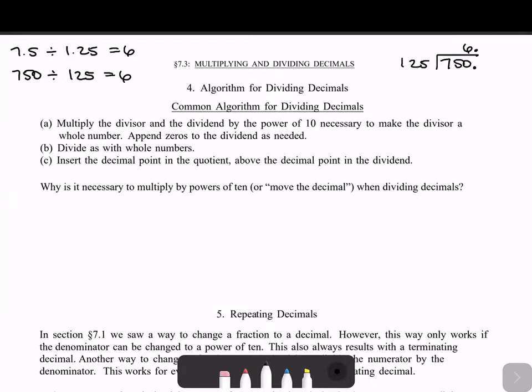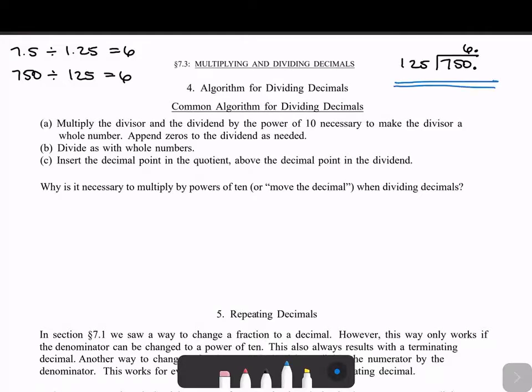The mistake that I made here brings up a good point: whenever you're using this algorithm, you actually have to write the division sign and write it this way over here on the left for this algorithm to make any sense. So you need to write it this way.